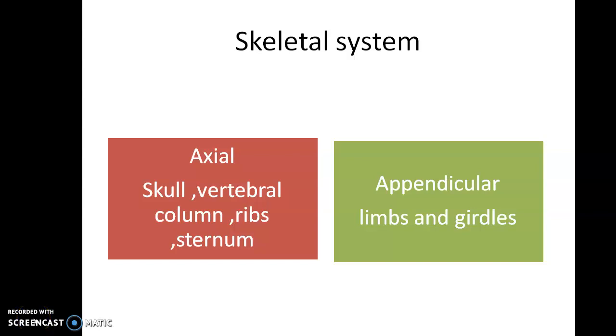Today we will study the skeletal system of rabbit. The skeletal system of rabbit mainly consists of the axial and the appendicular skeleton. Axial skeleton consists of skull, vertebral column, ribs, sternum, while appendicular skeleton consists of limbs and girdles. The girdle of the forelimb is called the pectoral girdle and the hind limb is called pelvic girdle.